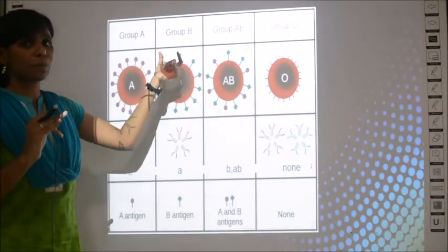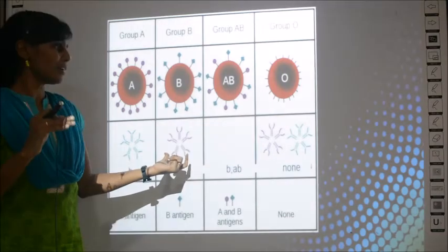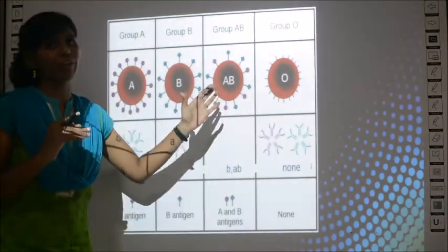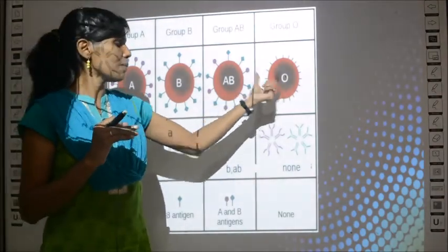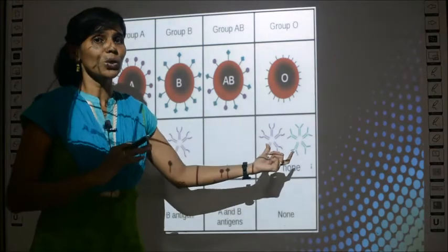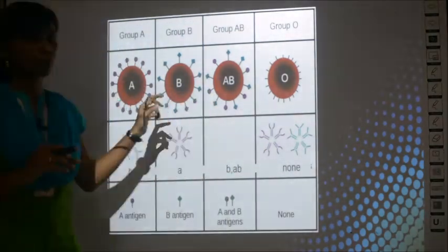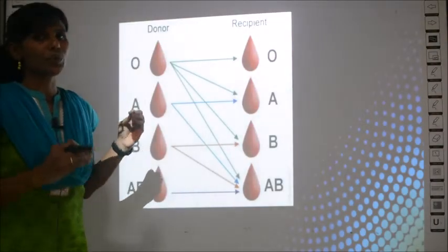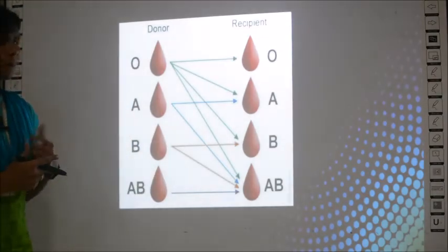Similarly, a B blood group person will have antigen B but antibody A, and an AB blood group person will have both types of antigens but no antibodies at all. What about an O blood group person? They will have no antibodies at all as well as no antigens. This chart you have to memorize. Clear? Then there are certain conditions about which blood group person can receive blood from which blood group people.